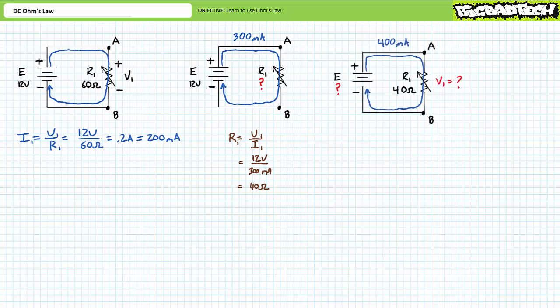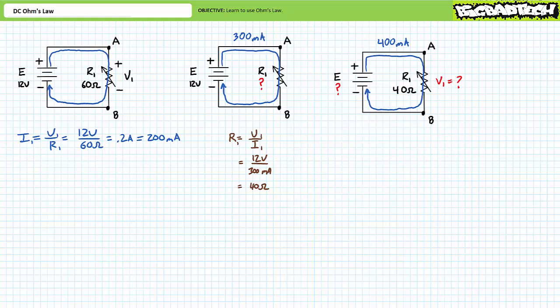Let's try another manipulation of Ohm's law using the same circuit in its present configuration. Variable resistor R1 remains set at 40 ohms. However, let's say I adjust the voltage supply to some unknown value, and in the process we observe current to go up to 400 milliamperes. What did I do? Did I increase or decrease voltage? Think about it. No numbers, just think about it.